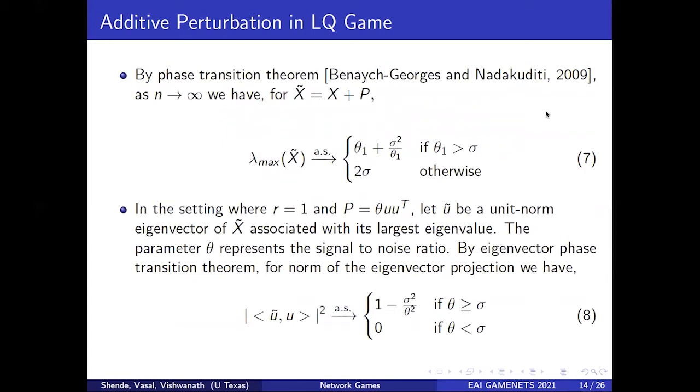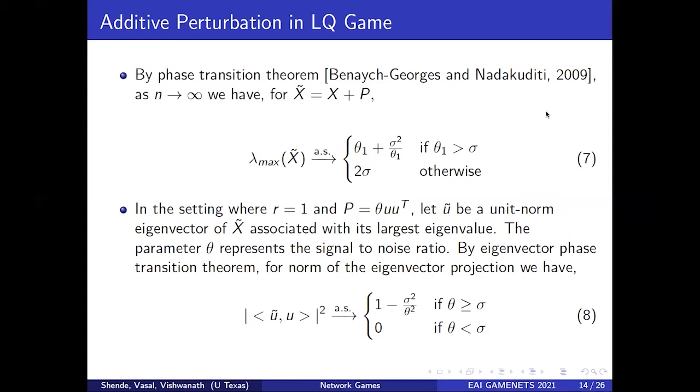From the random matrix theory paper by Banyak Georges, we have a phase transition theorem where, as n tends to infinity, that is for large matrices, we have an additive perturbation where X tilde is equal to X plus P. The maximum eigenvalue undergoes a change where theta 1, which is the strength of the perturbation, is above a critical point sigma; the maximum eigenvalue changes, while below that, the maximum eigenvalue stays the same.